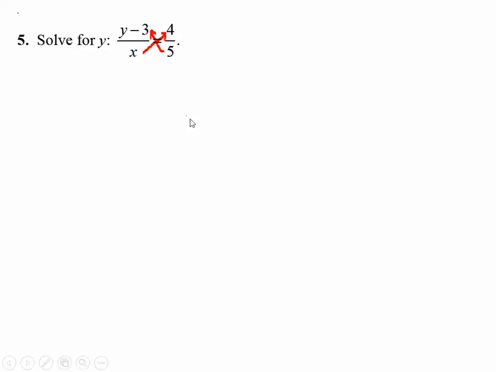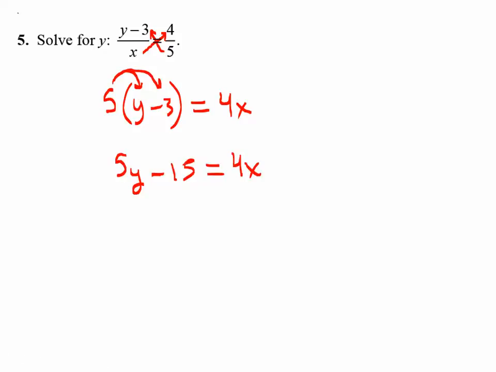So this means it's going to be 5 times y minus 3 as we multiply diagonally up this way here, equal to the x and the 4 multiplying together give you 4x. Okay, have to solve for y. So this is the one I want to solve for right here. Eventually I want to get y by itself. So first things first, let's distribute that little 5. So 5 times y, and then 5 times a negative 3 or minus 3 makes negative 15.